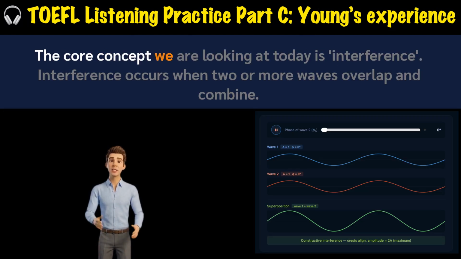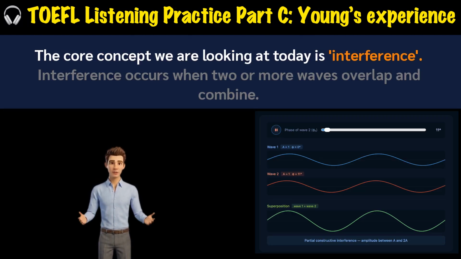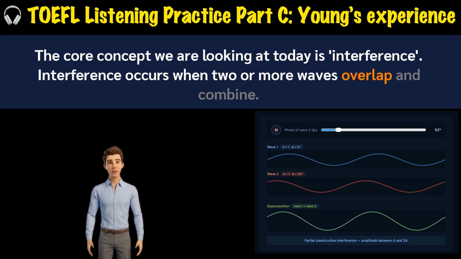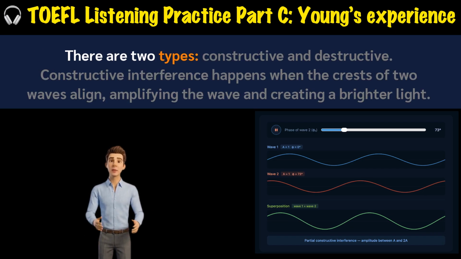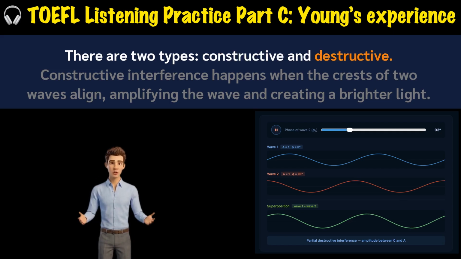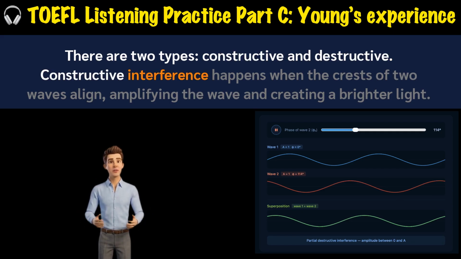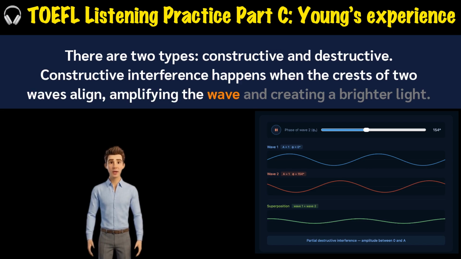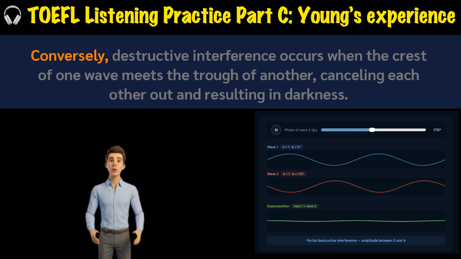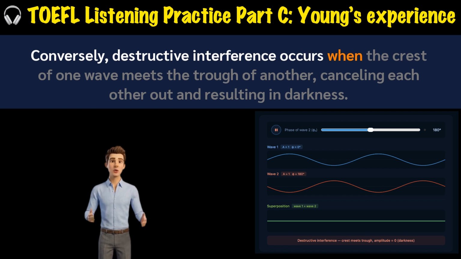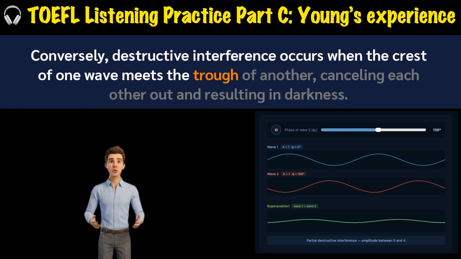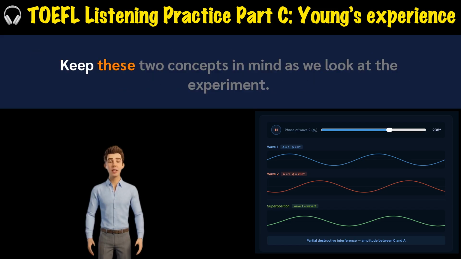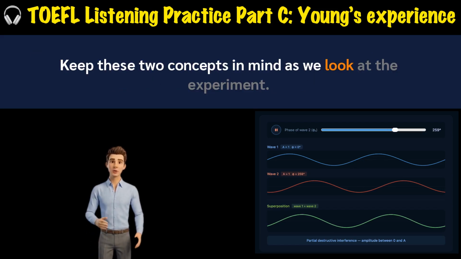The core concept we are looking at today is interference. Interference occurs when two or more waves overlap and combine. There are two types, constructive and destructive. Constructive interference happens when the crests of two waves align, amplifying the wave and creating a brighter light. Conversely, destructive interference occurs when the crest of one wave meets the trough of another, canceling each other out and resulting in darkness. Keep these two concepts in mind as we look at the experiment.